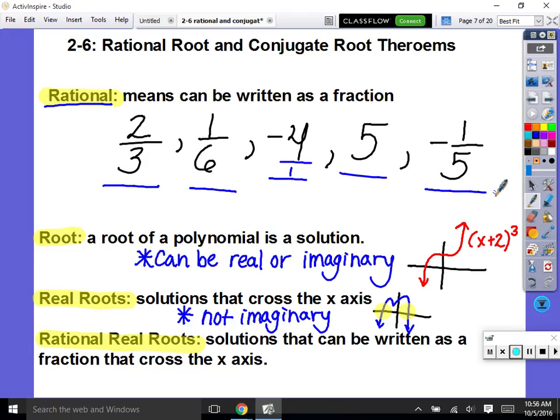Okay. Root means the root of a polynomial is the solution. So it can be real or imaginary. So if I say find the roots, I'm just meaning solve it. Period, end of story. Does everybody understand?